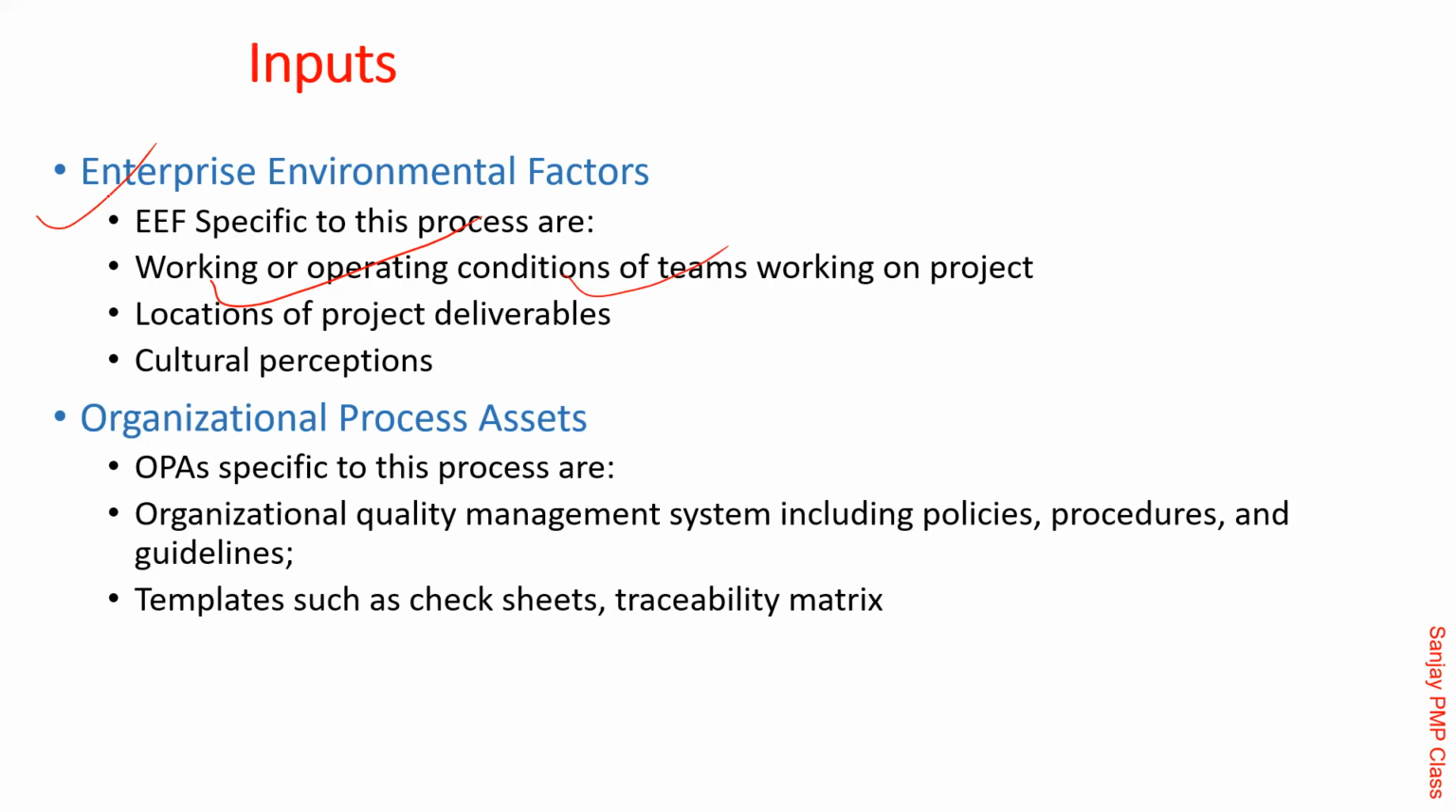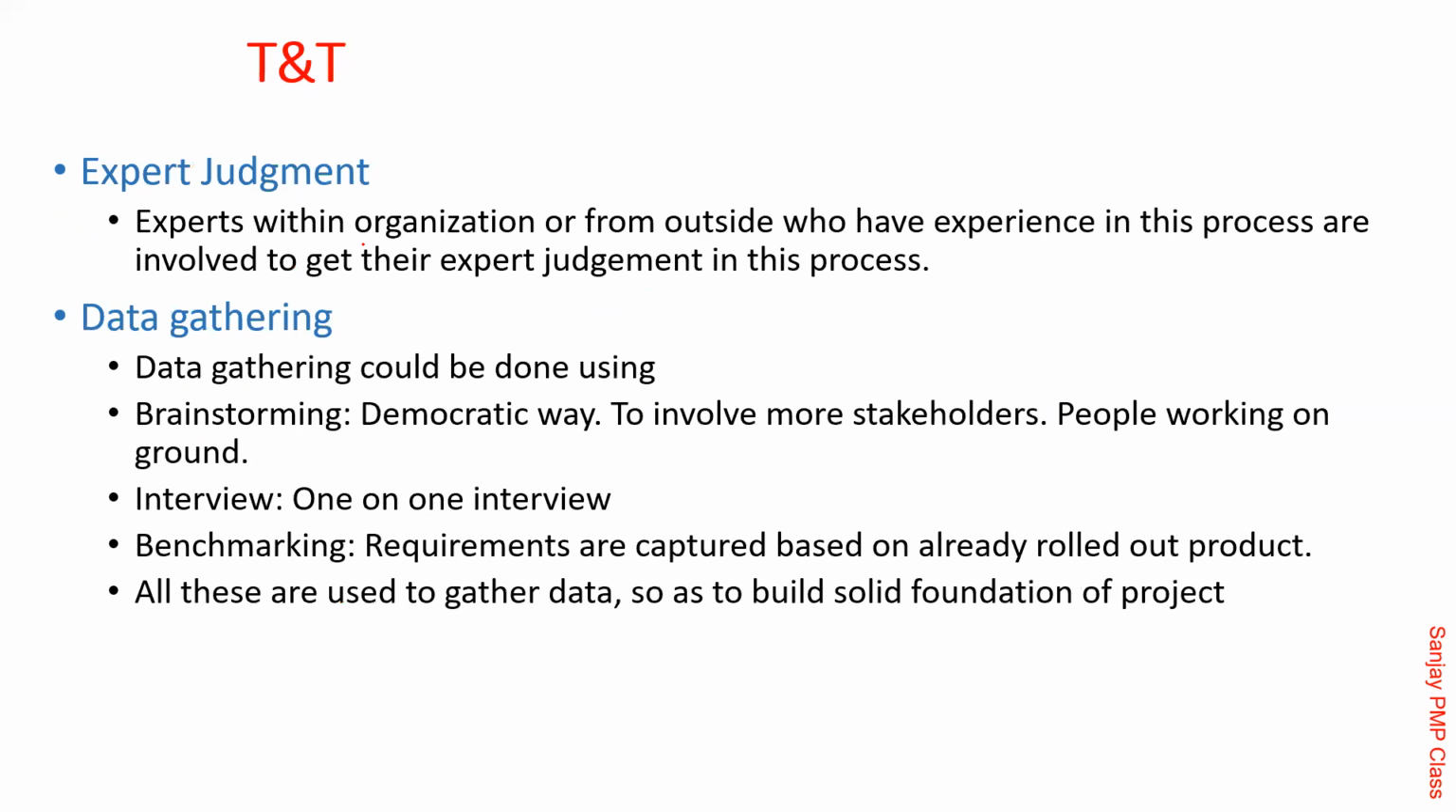Good. And the locations of the project, the cultural perception, different cultures. This is not to say anything about any nationality, but typically Japanese people are very particular about quality standards, while Chinese, on the other hand, concentrate more on productivity. So these are the cultural perceptions you need to keep in mind. Expert judgment obviously is a tool and technique for planning quality. You need to be an expert in that. You need to have knowledge about quality tools, processes, and all that.